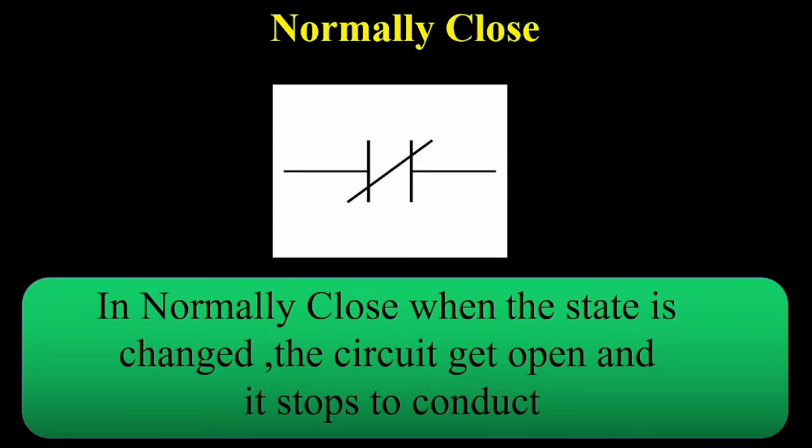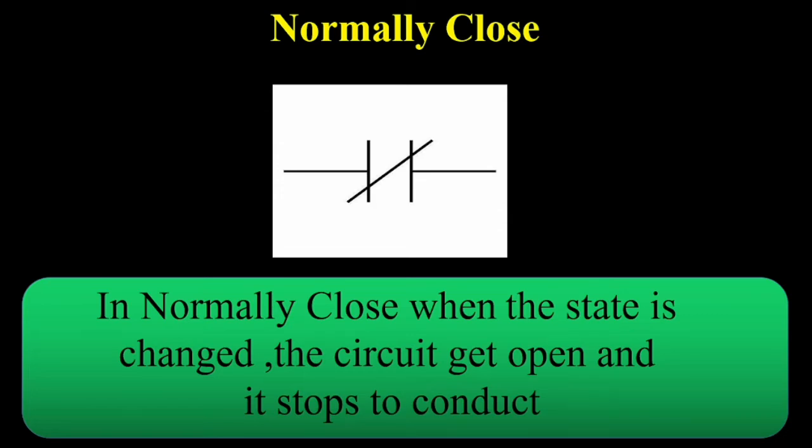During the off state, it will be like a closed circuit. That is, in off state, it will give the output, but in on state, the circuit gets open and it will stop providing the output. And this is the function of normally close.